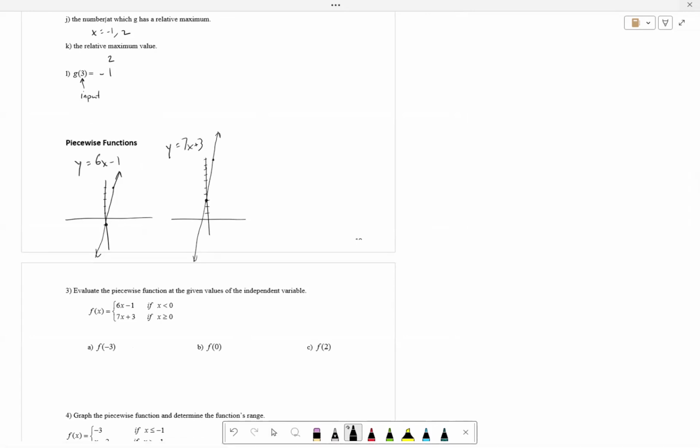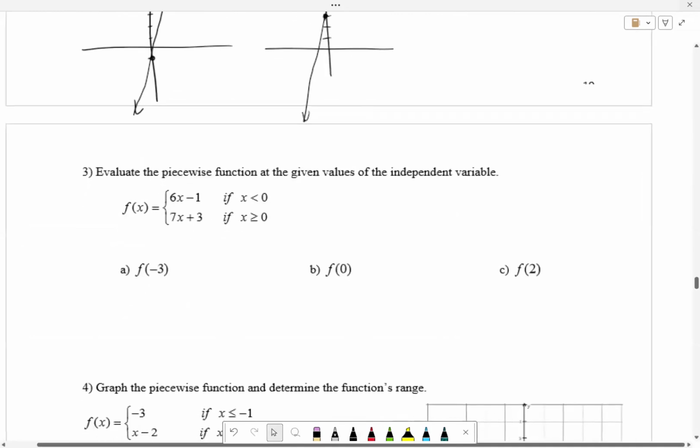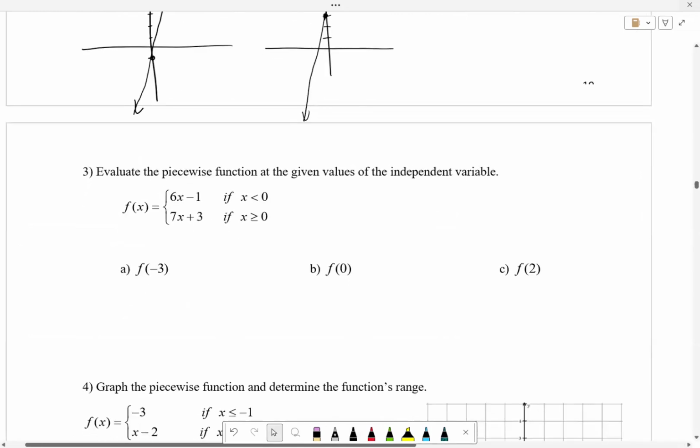But let me actually show you how to get right to these. I see it was asking me to graph this. It was just asking us to evaluate the function at the given values of the independent variable. The independent one is the one that you plug in, that's the input. So if I want to, remember this is our x value, I'm going to plug that into our function. There are 2 pieces of this function. One says it's 6x minus 1 if x is less than 0, and it's 7x plus 3 if x is greater than or equal to 0.